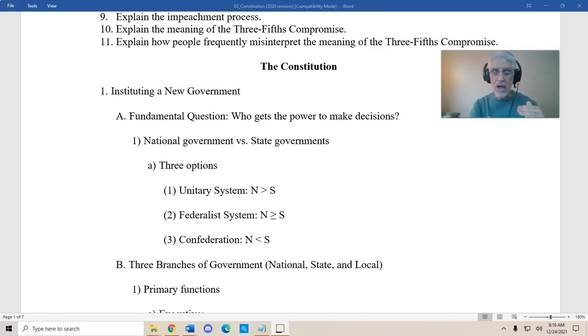So that's what we'll be talking about in the next set of videos. The different branches of government as well as who represents each of those branches at the national, the state, and the local level.